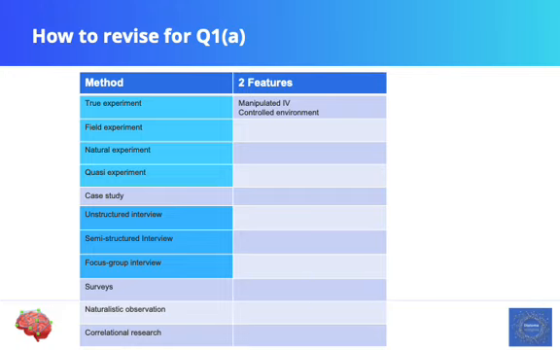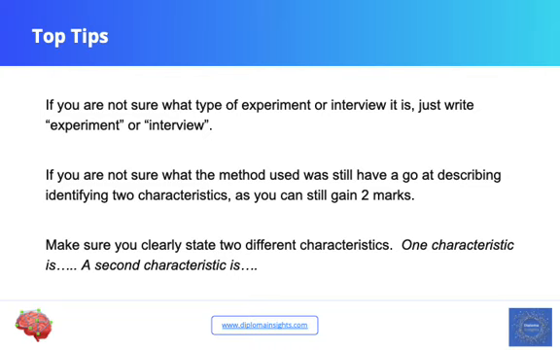Completing a table like this will make sure that you know 2 features for all the possible methods for paper 3. Now, if you read the stimulus and you think it's an experiment, but you're not sure what type of experiment, or it sounds like it's an interview, but again, you're not sure which particular type, just write the word experiment or interview. If you're not sure if you've identified the method correctly, still have a go at describing 2 characteristics of the method, as you could still gain 2 marks even if you have misidentified the method. And make sure that you clearly state your 2 differences. So use sentence starters like "one characteristic is" and "a second characteristic is" to help the examiner see that you've got 2 distinctly different characteristics.